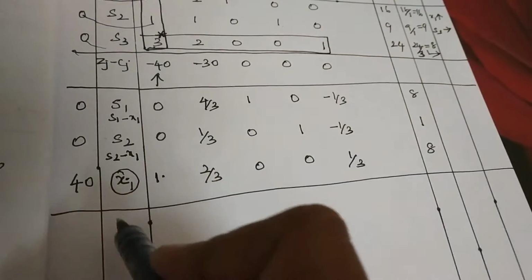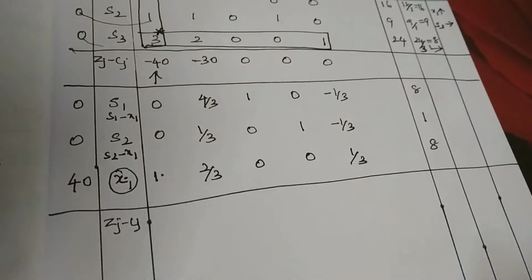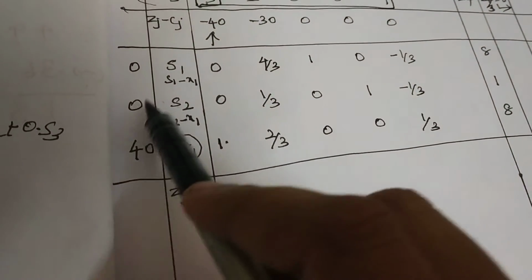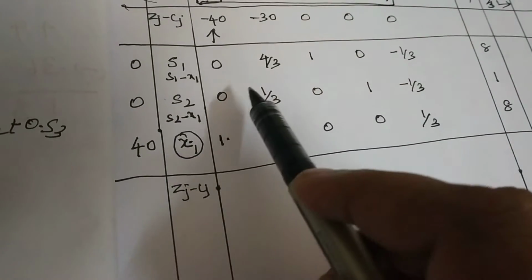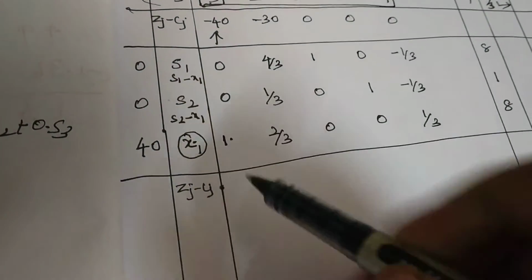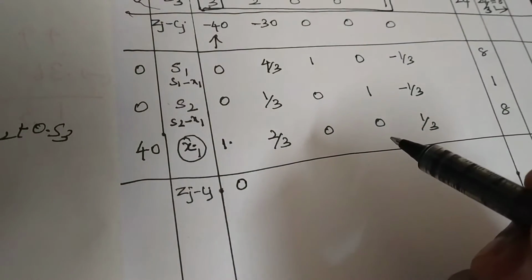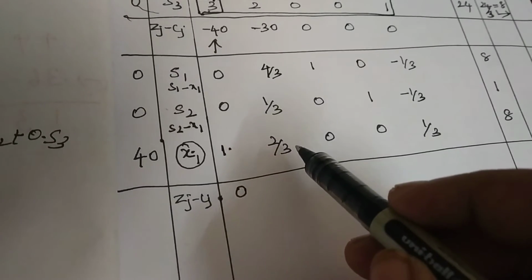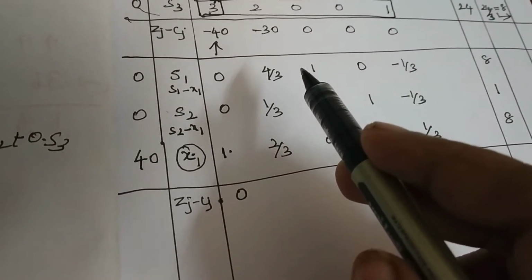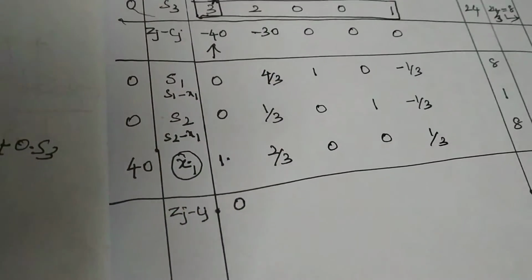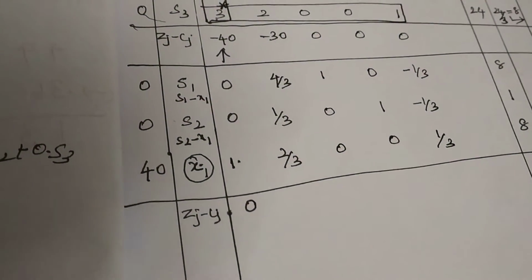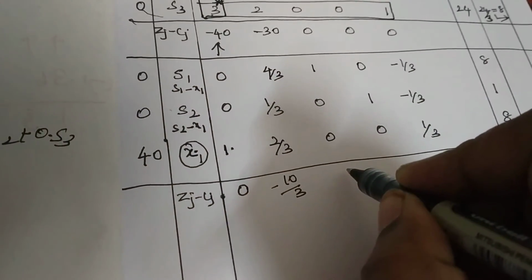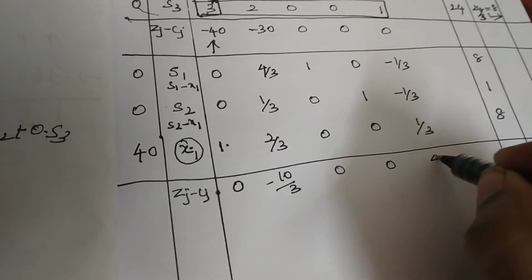Now we are going to find Zj minus Cj. Here we have two values of 0, so if you multiply by 0 these values vanish. So here it is 40 minus 40 is equal to 0, and then 40 into 2 by 3 is equal to 80 by 3. 80 by 3 minus 30 is equal to 80 minus 90 by 3, which is equal to minus 10 by 3. And then 0, 0, 40 by 3.